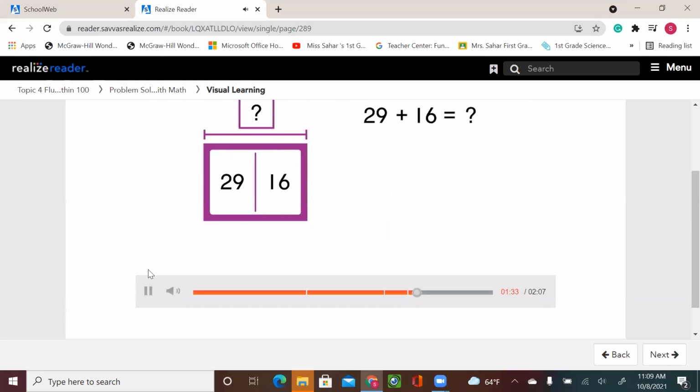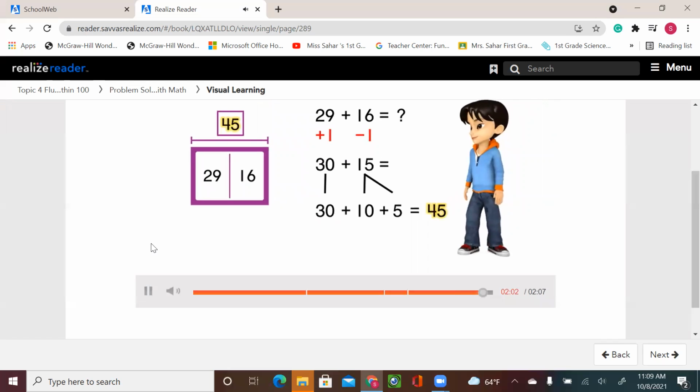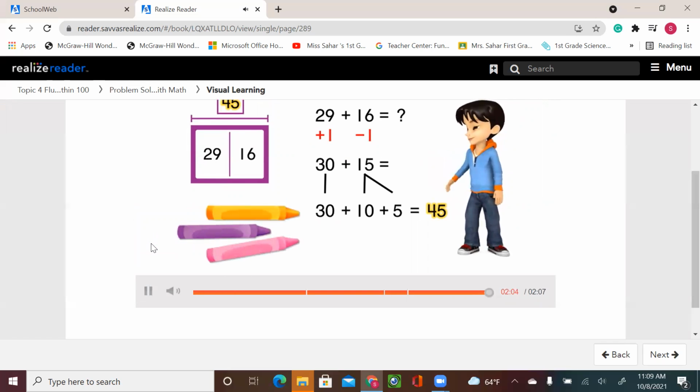You can add 29 and 16. You can use compensation to find the sum. Add 1 to 29 and take 1 from 16 to make 30 plus 15. Break apart 15 into 1 ten and 5 ones. 30 plus 10 plus 5 equals 45. Eric has 45 crayons in all.